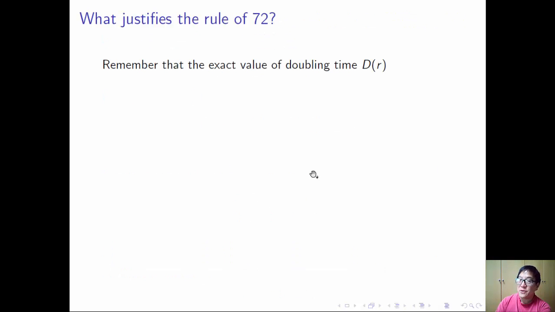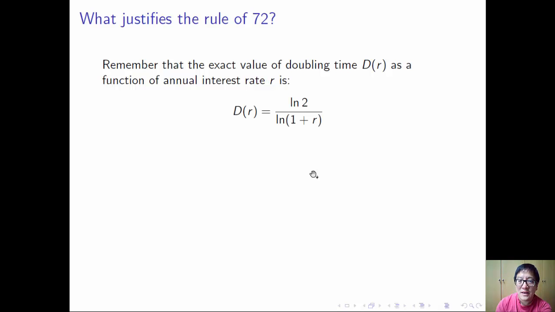Okay, so circling back to our original problem, the rule of 72. What justifies the rule of 72? So remember, as we found out at the beginning, the exact value of the doubling time d of r of some account, as a function of that annual interest rate r, is precisely d of r equals the natural log of 2 over the natural log of 1 plus r. And remember, our motivating problem was to find some sort of reasonable approximation of this right-hand side.